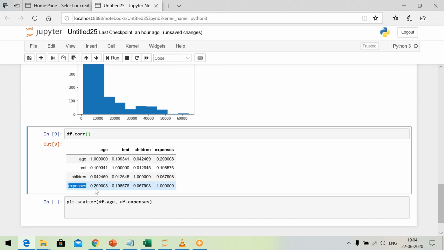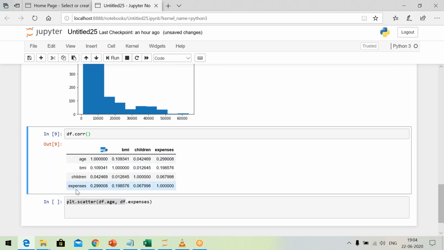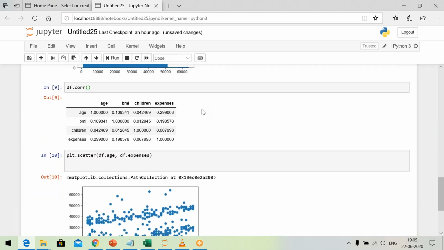Now how do we find it? One way is to find the correlation coefficient by using this function. Another way is to use the scatter diagram. Here also we talk about expenses and age. So we already know the relationship between expenses and age is 30. There is 30% relationship. Once again, we want to express that relationship between expenses and age in the form of a diagram. See, this is the diagram.